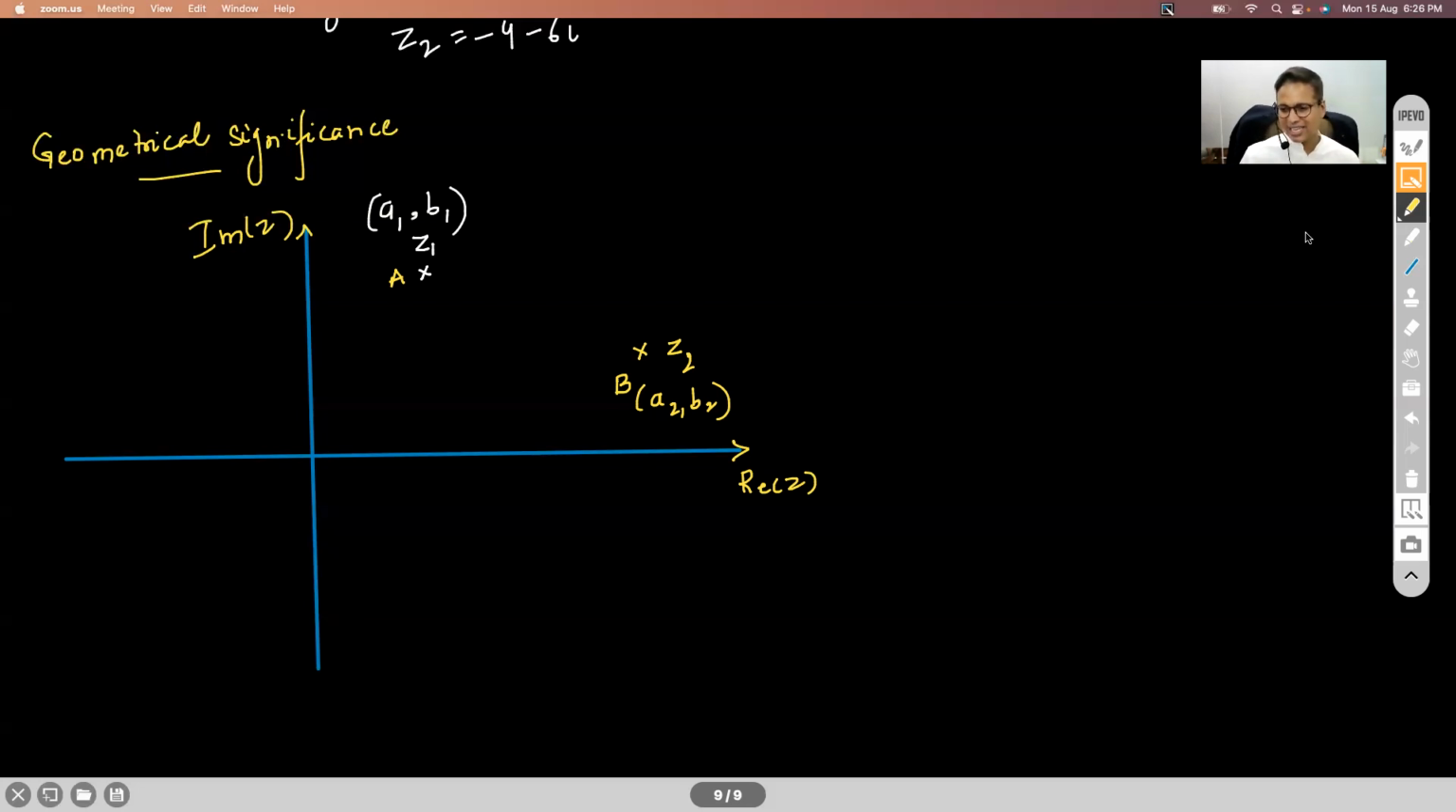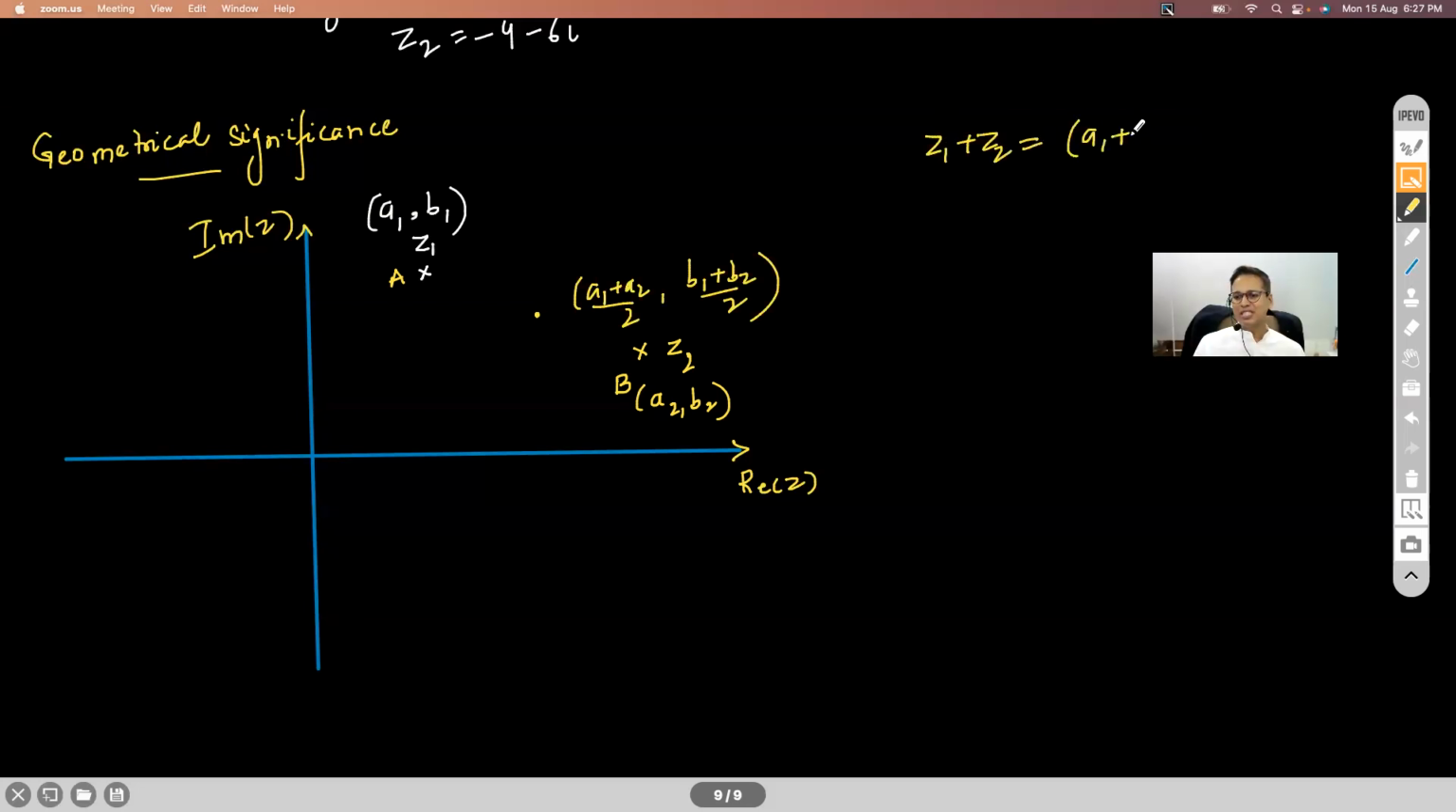In between A and B, that means you're saying here. But Pratik, between two coordinates, what lies? The midpoint, right? So the midpoint here will become (A1 plus A2)/2, (B1 plus B2)/2, right? But this is not the Z. What is Z1 plus Z2? Z1 plus Z2 is nothing but A1 plus A2 plus i times (B1 plus B2), no?